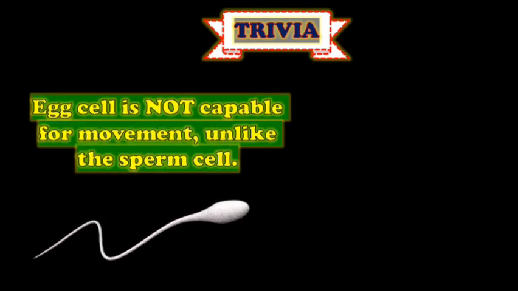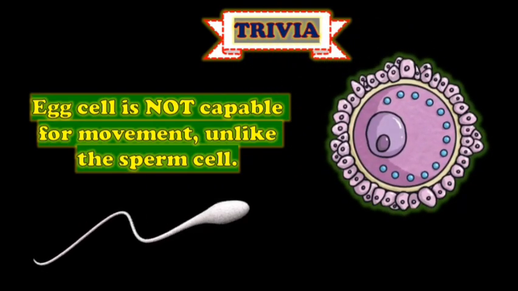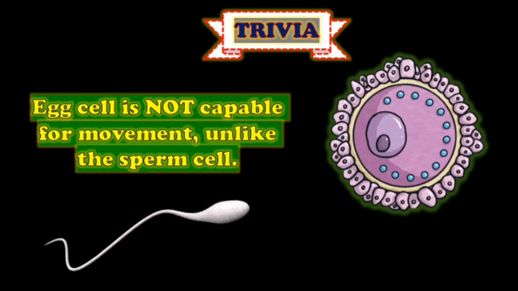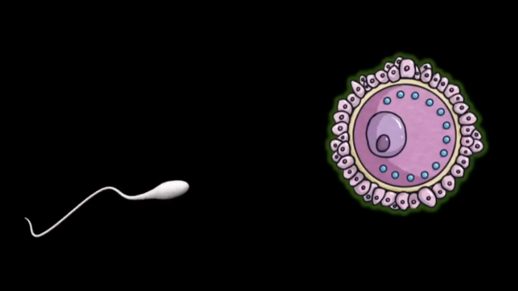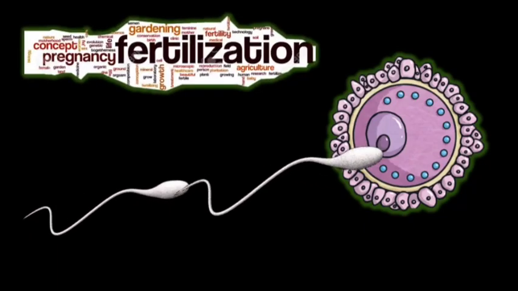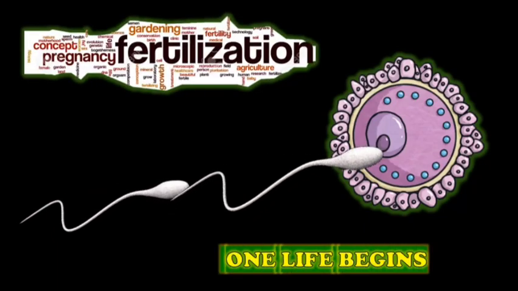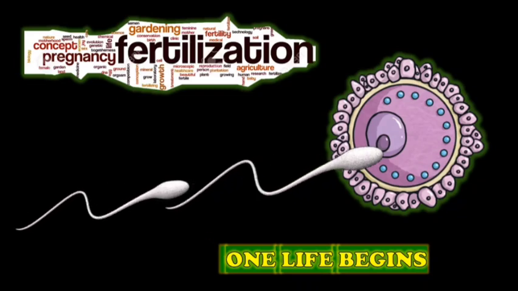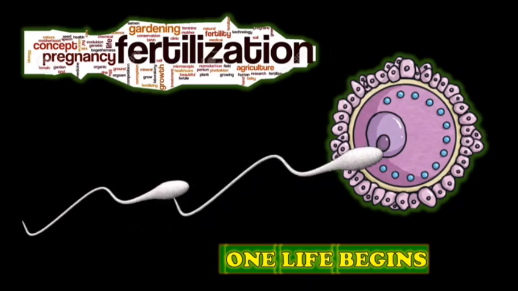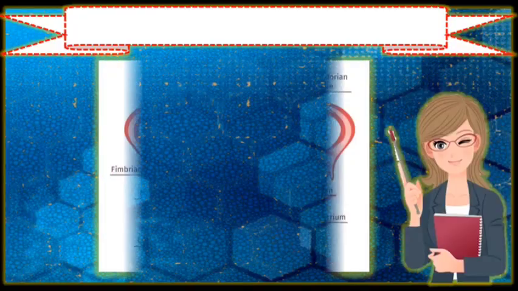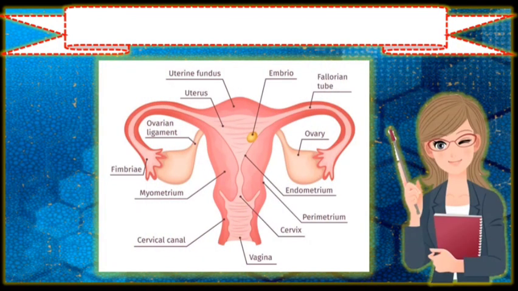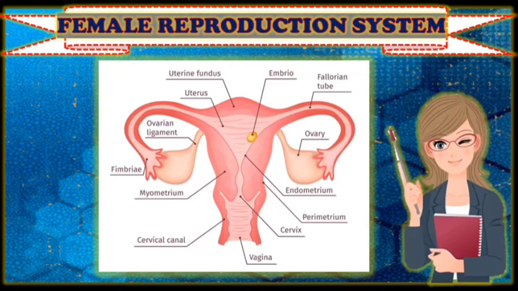For you to know, the egg cell is not capable of movement, unlike the sperm cell that can freely and independently move anywhere. And when these two cells unite, fertilization occurs, meaning one life begins. So this time, let us now proceed to the parts and functions of the female reproductive system. So this is the female reproductive system. This is the structure of the female reproductive system.